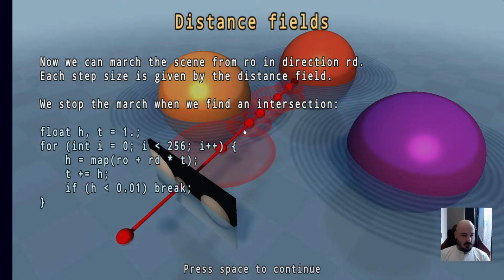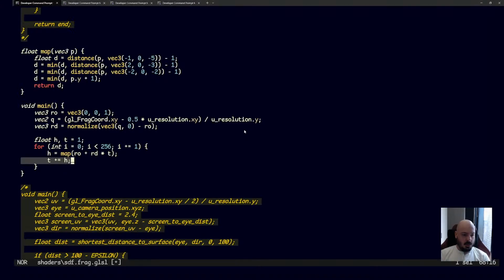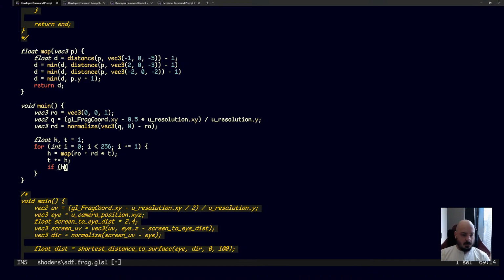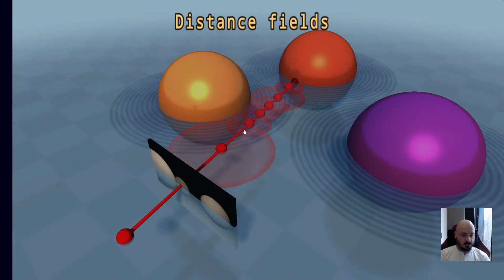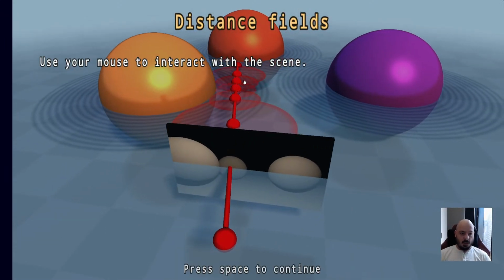Right. Oh, I see. Yeah. Okay, that makes sense now. Yeah, I'll just leave this at 0.01, then break. Very good. Use a mouse to interact with the scene.